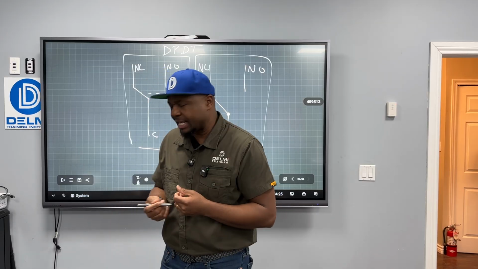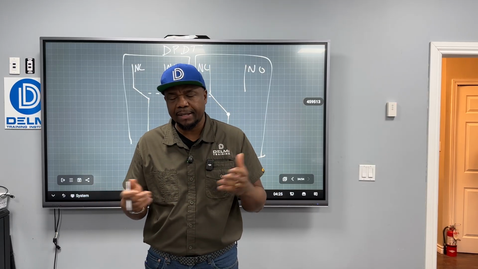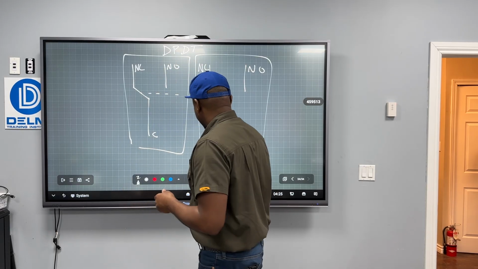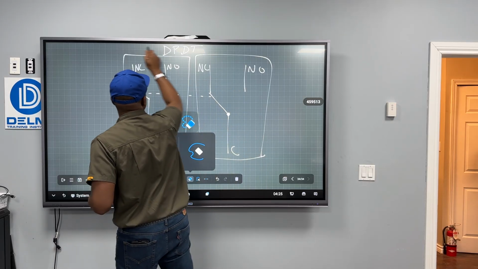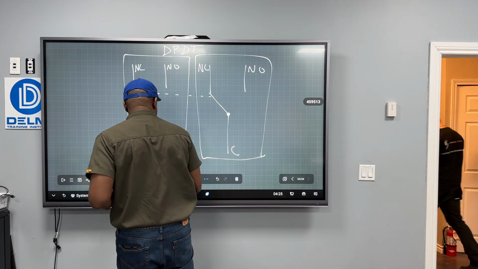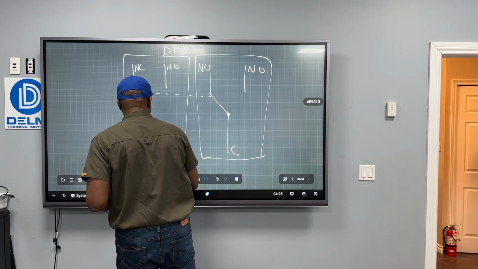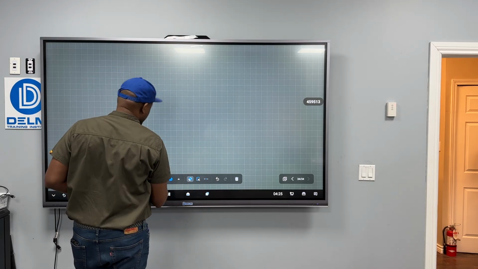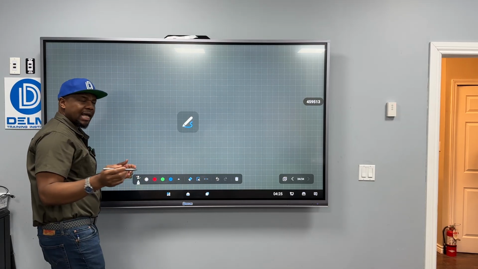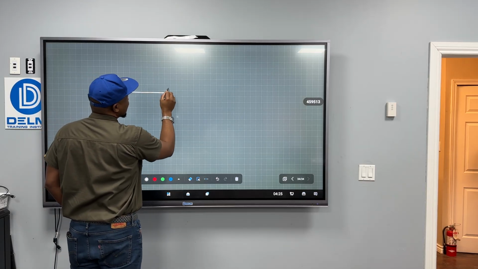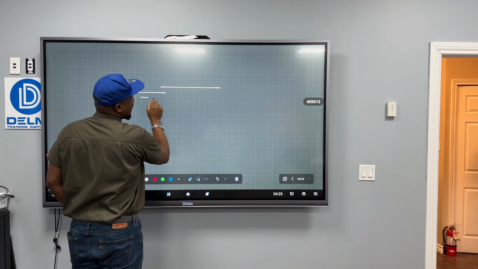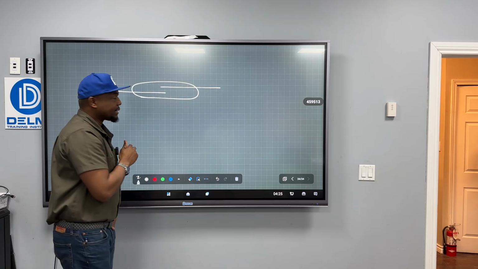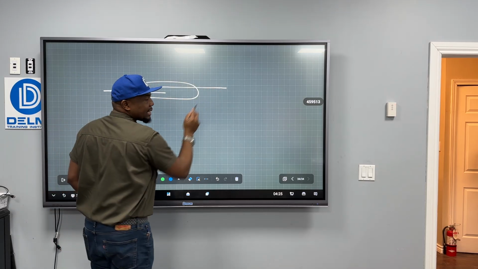How do these door switches work? They work based on the principle of what we call a reed switch. And a reed switch is a type of switch that has two metals encapsulated in a glass. Right, that's just what it is. Two terminals encapsulated in a glass.